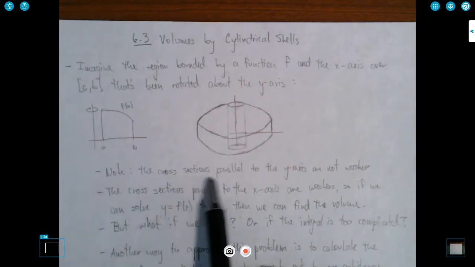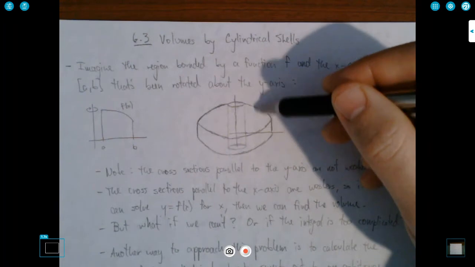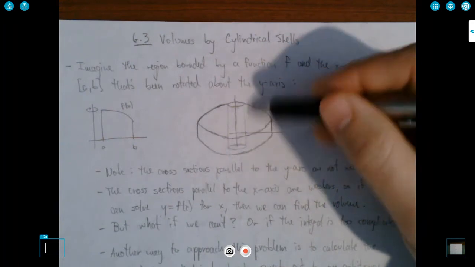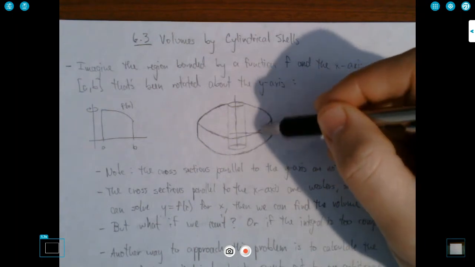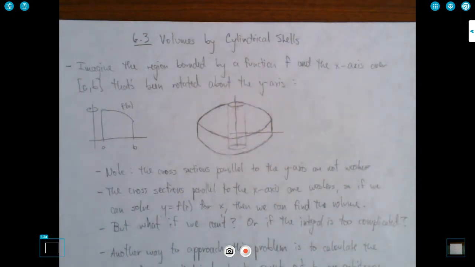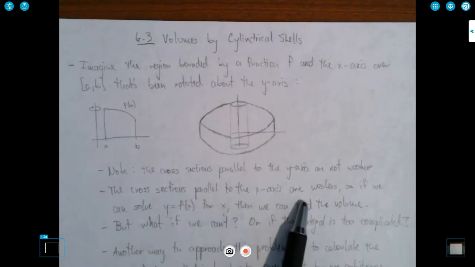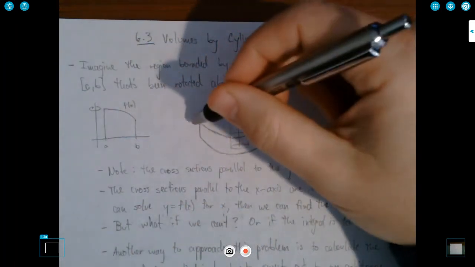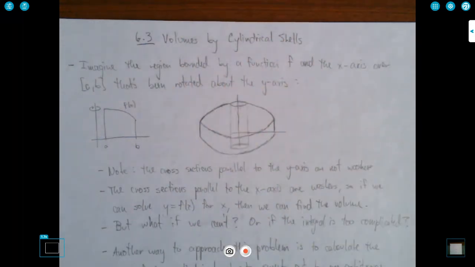Now, note that the cross-sections parallel to the y-axis are not washers. In other words, if you cut it this way, you're not going to get washers. You're going to get a really weird shape, something that's kind of flat on bottom and curved on top. However, the cross-sections parallel to the x-axis are washers, right? So if you cut this way, you'd get washers.